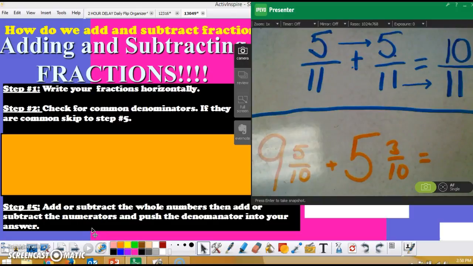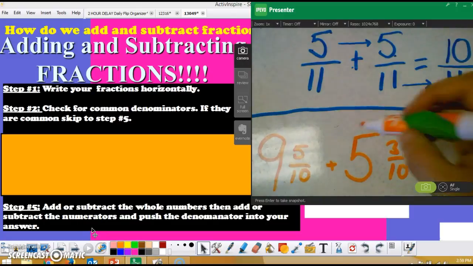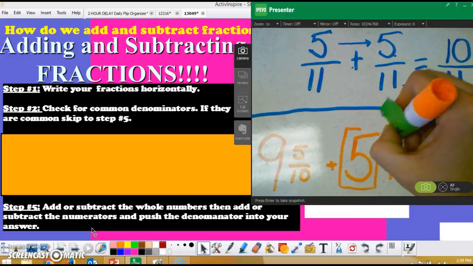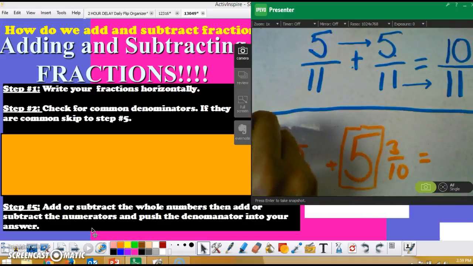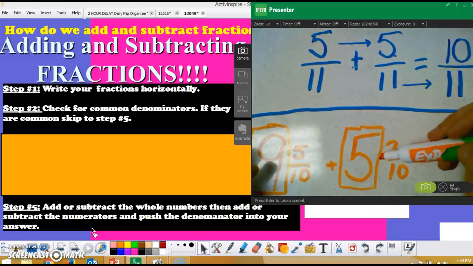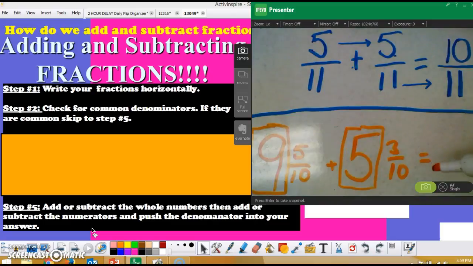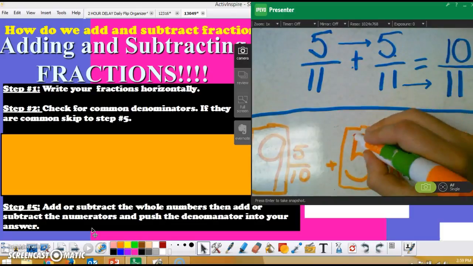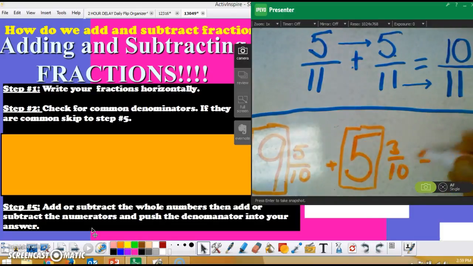Add or subtract the whole numbers. Make sure that you're focused just on these big whole numbers. Do not confuse them or mix them up with the fractions. So, I like to put boxes around my whole numbers. That sets my eyes to this 9 and this 5 and reminds me that I have to add those first and make it big in my equation. 9, 10, 11, 12, 13, 14. I immediately can write my whole number 14 into my answer.